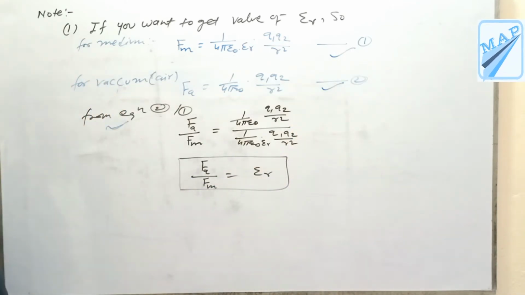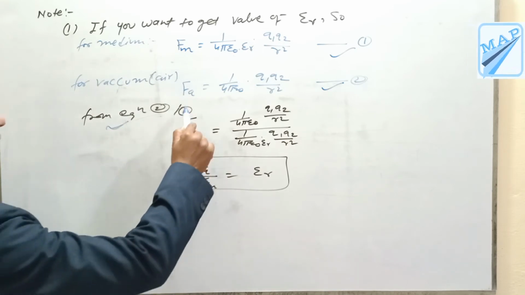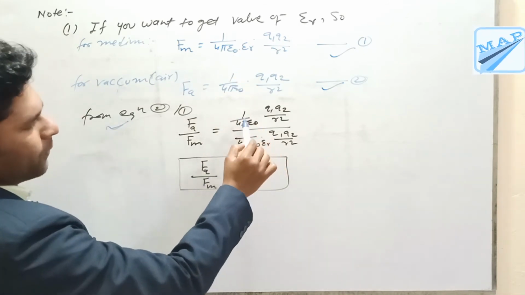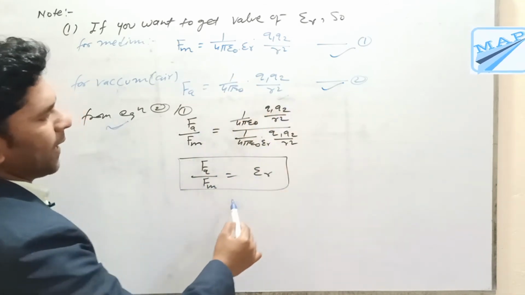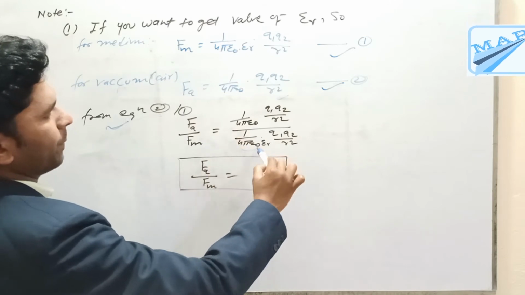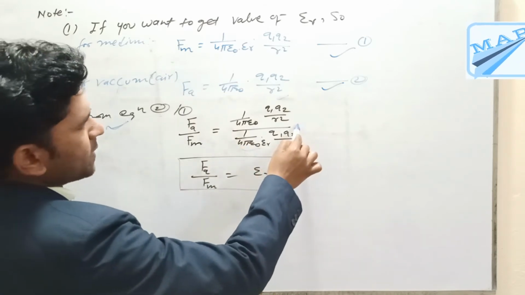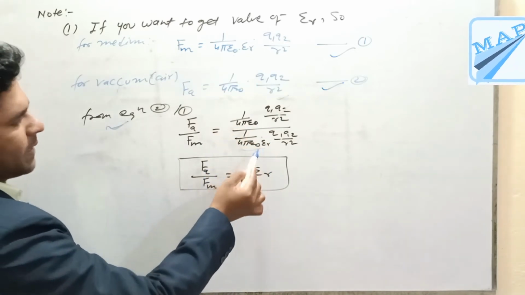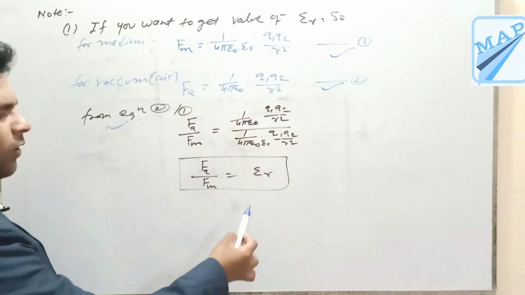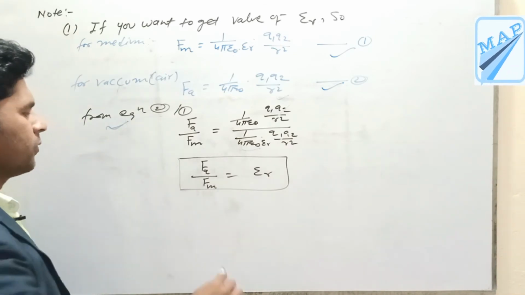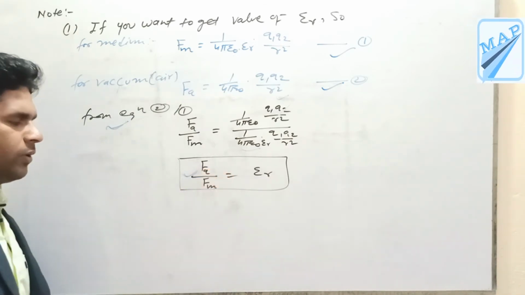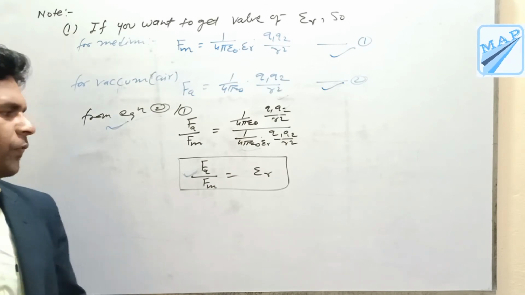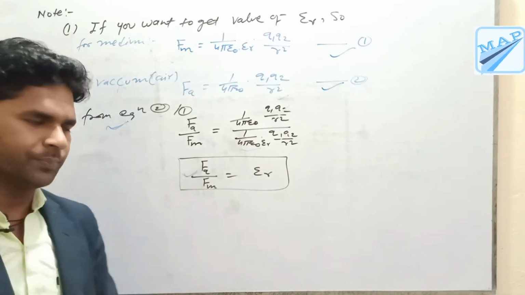From equation 2 divided by 1, Fa upon Fm, you put the value of Fa and divide by the value of Fm. Everything else cancels, and you get epsilon r. So the value of epsilon r is always equal to Fa upon Fm. This is a very good concept to find the value of epsilon r.